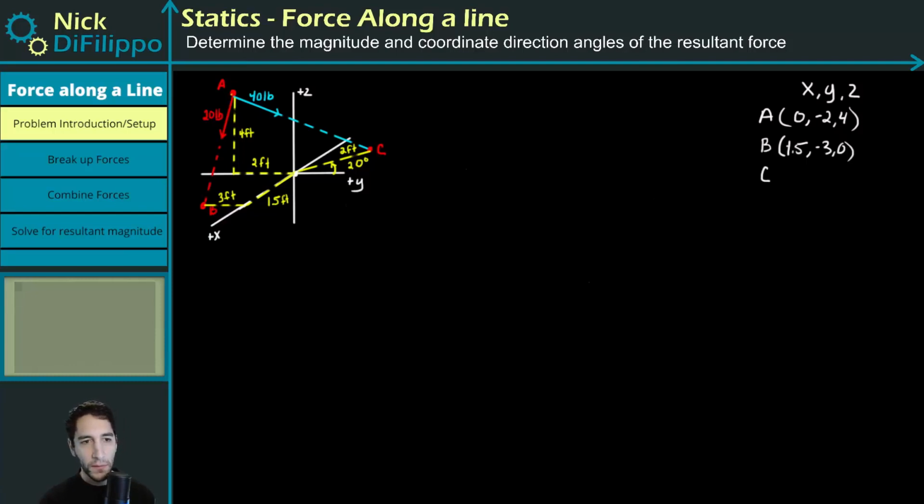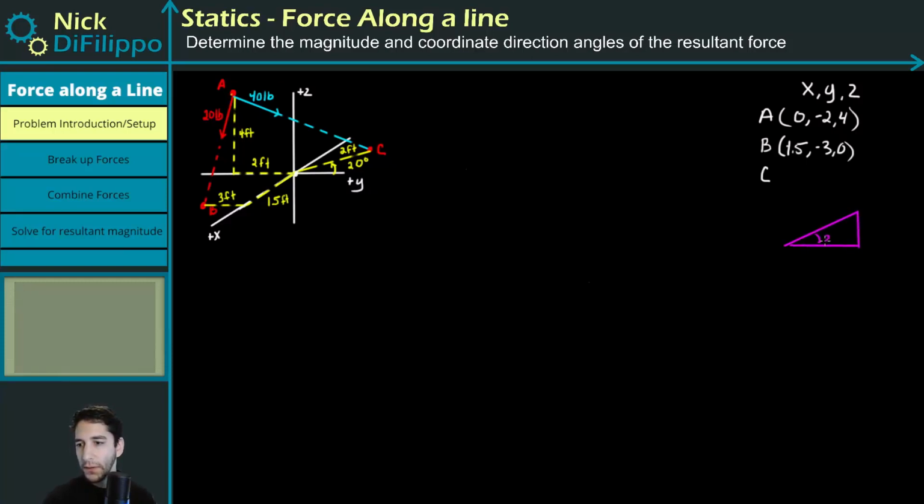Then we can look at point C. Point C is a little bit more interesting. I'm not told how far I need to go this way and this way. I'm just told that the distance from the origin to point C is 2 feet, and this 2 feet makes a 20-degree angle with the y-axis. When I see this, I see a right triangle, and I can figure out with sines and cosines what these distances are.